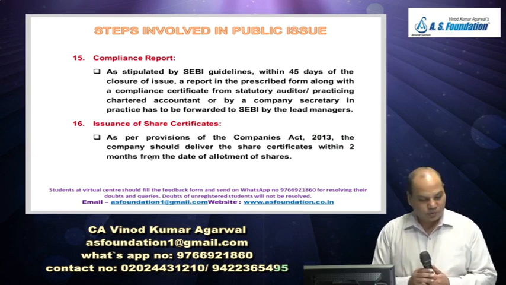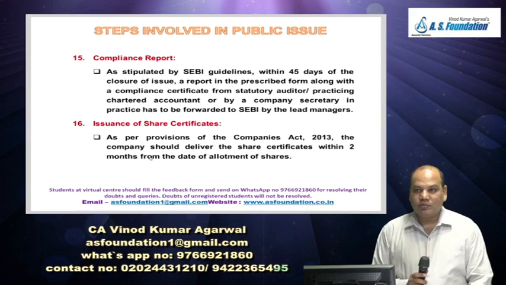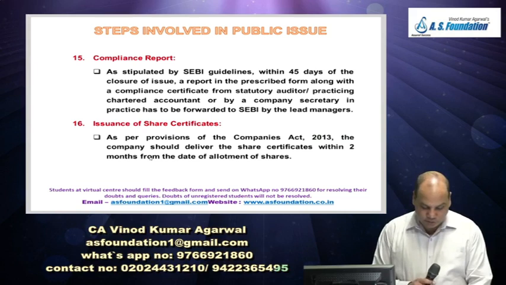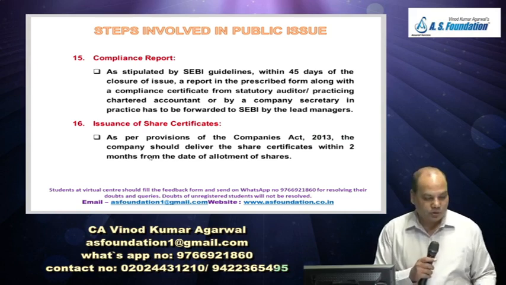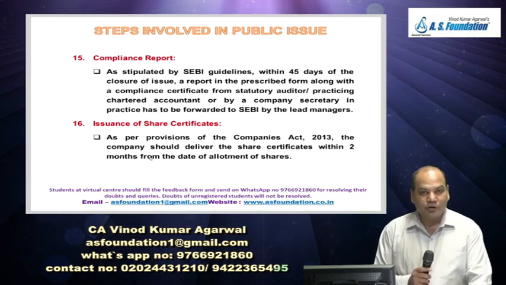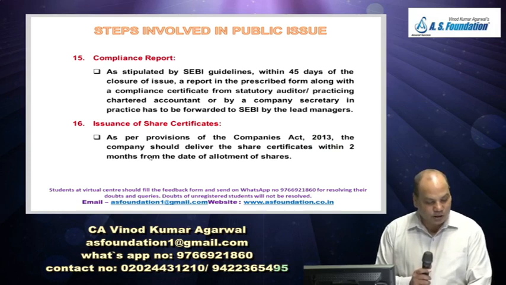So how many steps are there in this whole procedure? Just 16 steps. So I'll just quickly read it, and in case they ask a question, write the proper sequence of steps involved in public issue. The first is board meeting and passing a board resolution. Second is holding of general meeting. Third is appointment of merchant banker and other intermediaries and entering into an MOU with them. Fourth is preparation of draft prospectus and its approval by the board. Board means SEBI. Fifth is filing of prospectus with SEBI and registrar of companies. Sixth is intimation to stock exchange.